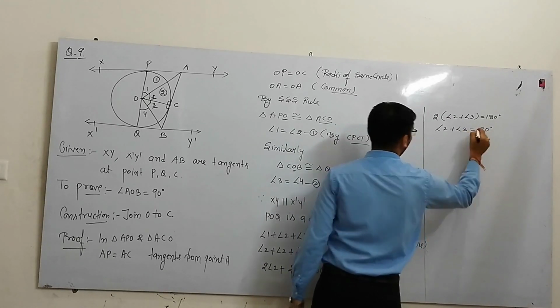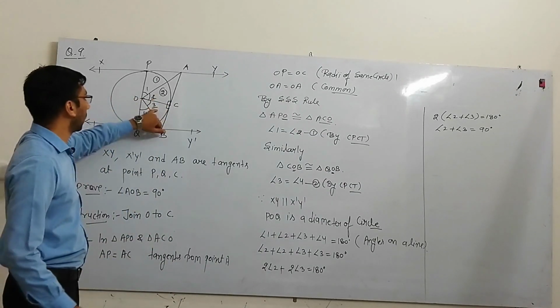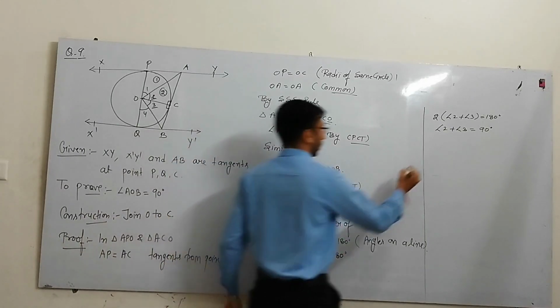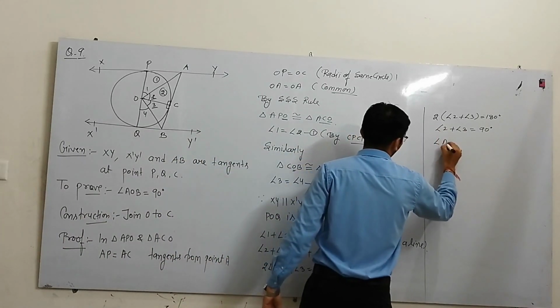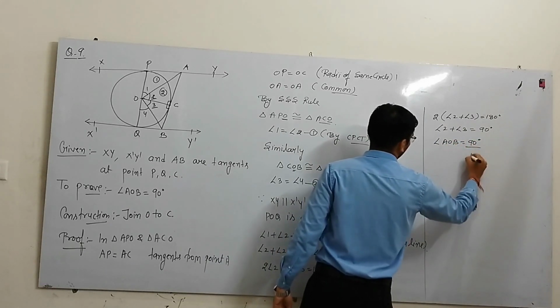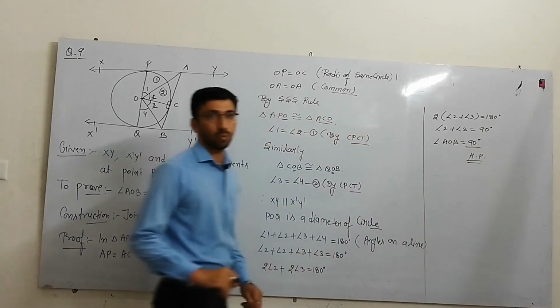And angle 2 plus angle 3 is 90. It means angle 2 plus 3 will be your angle AOB. So simply we can say that in place of angle 2 plus 3, that is our angle AOB, and it will be equal to 90 degrees. Hence proved. That is the part that we had to prove.